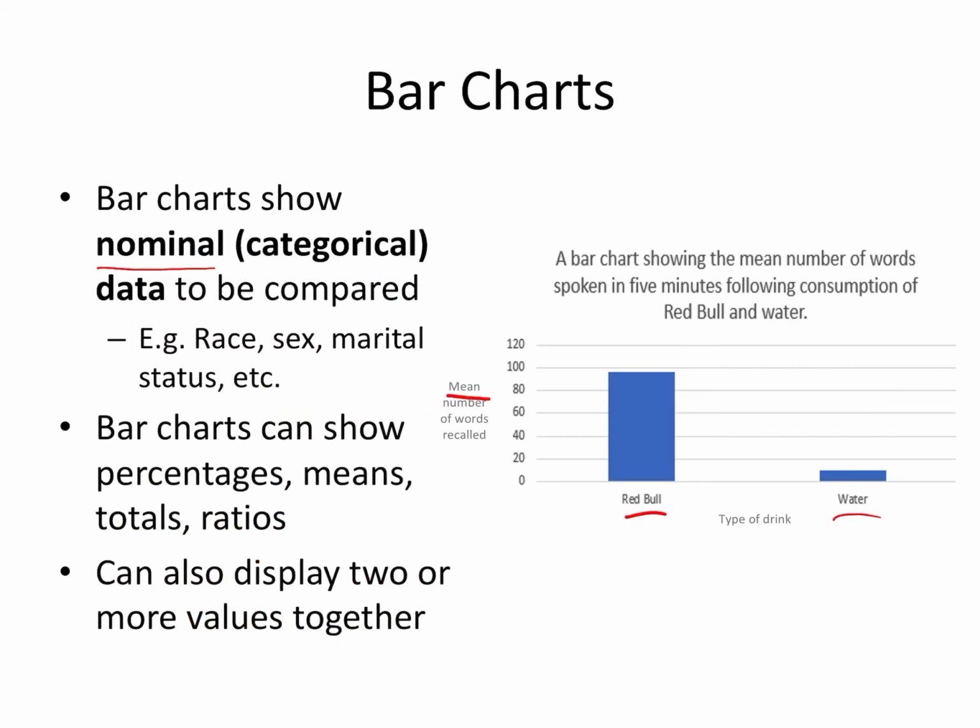If we just go back for a moment, when we're displaying bar charts, usually our x-axis is our independent variable, and we've got our levels of the IV here. So in this case, our independent variable was the type of drink that our participants consumed, either Red Bull or water. And our y-axis is usually our dependent variable. In this case, what the researchers were measuring, which is the number of words spoken in the 5 minutes following the drink.